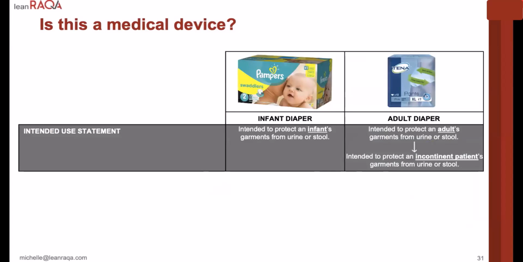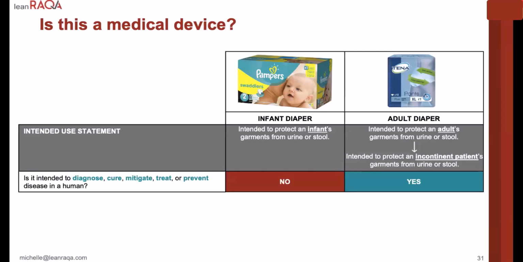So if we put this simple product through the steps of qualifying it as a medical device, we're going to make our intended use statement. The infant diaper is intended to protect the infant's garments from urine or stool, whereas the adult diapers are intended to protect an adult's garments from urine or stool, but it's intended to protect an incontinent patient's garments from urine or stool, and incontinence is a medical condition.